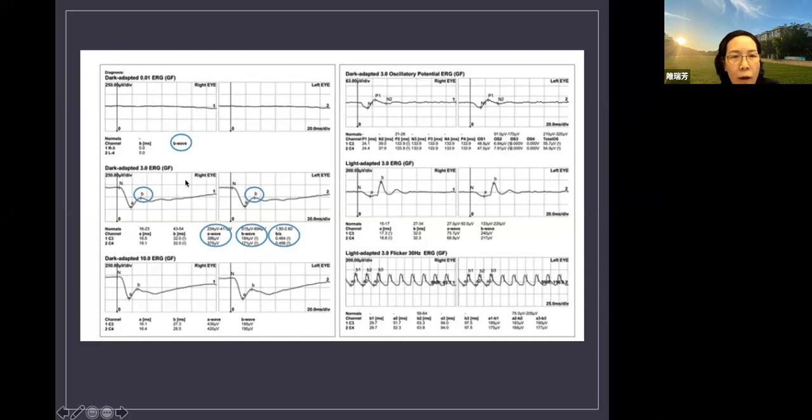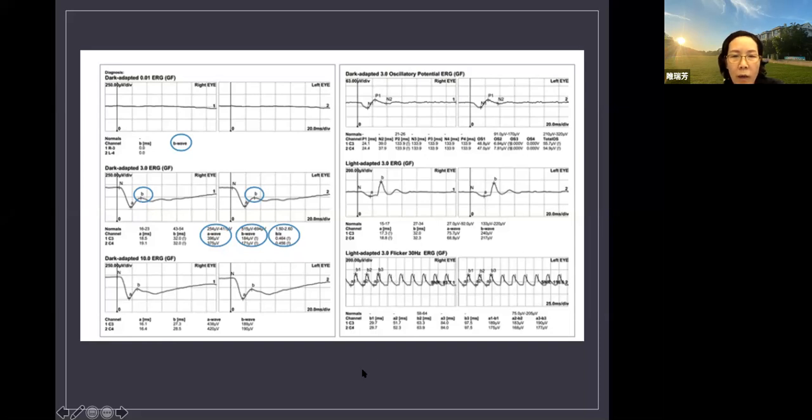We will always have a near flat scotopic 0.01 ERG and a negative B wave, and we'll have only one OP, while the normal will have 4. We also have near normal cone responses, but the A wave is big and wide. This is the typical complete form of CSNB.